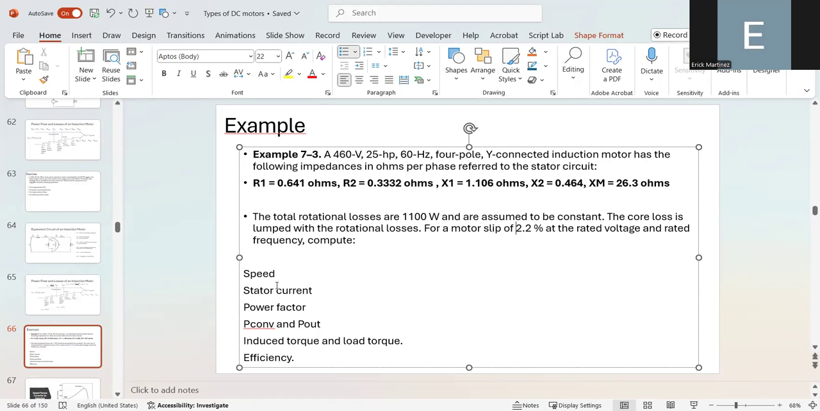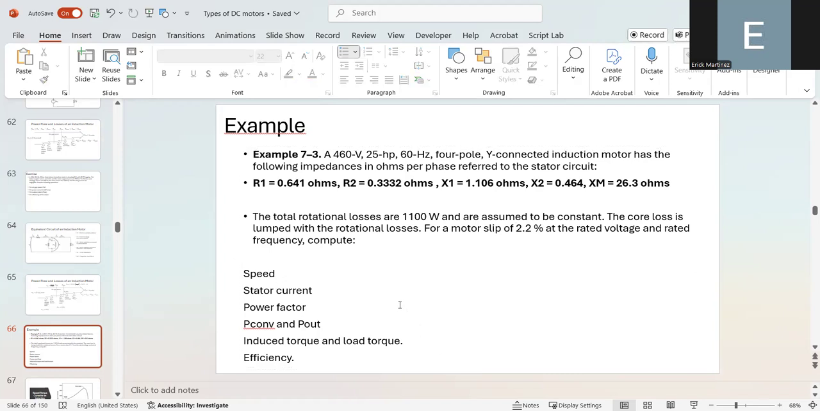Remember that the load torque is like the final output torque that the machine is providing. And also we need to compute the efficiency. The efficiency is essentially taking the output power and dividing it by the input power. Based on this data, we can solve the problem.